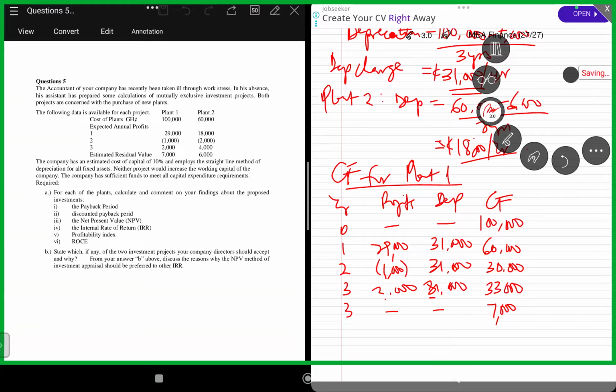How much will they sell it off for? They will sell it off for 7,000 Ghana cedi. That's called consideration. That is a revenue. That's an other income. There's so many names for this thing. I don't know how to explain it, but it's just plenty.